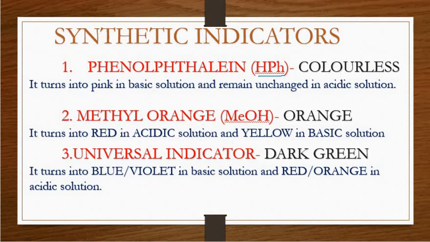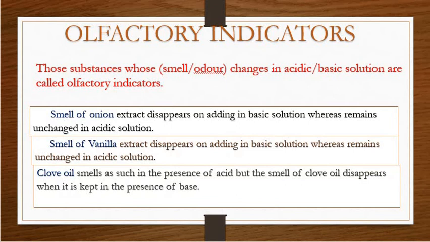Now, olfactory indicators. Olfactory indicators are those indicators whose smell or odor changes in acidic or basic solution. For example, onion extract. Another example, vanilla extract. And the third example is clove oil.